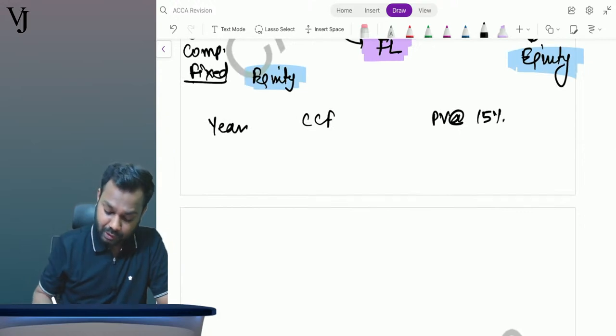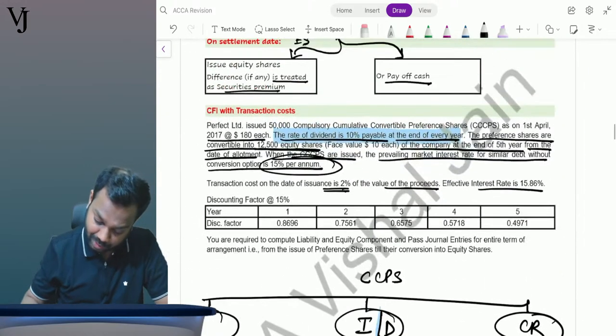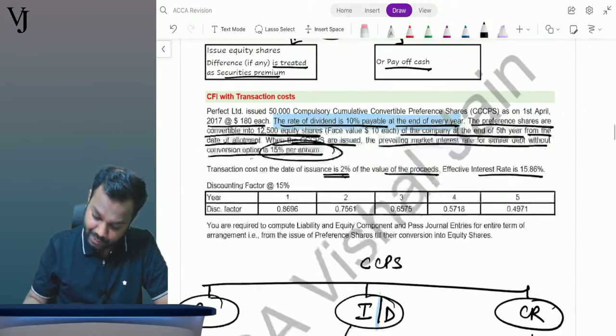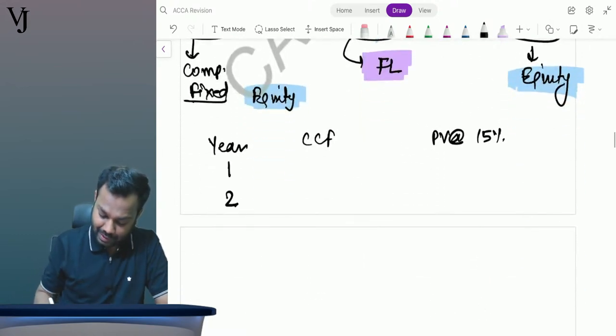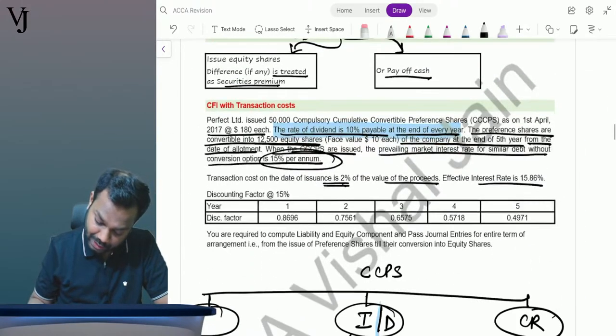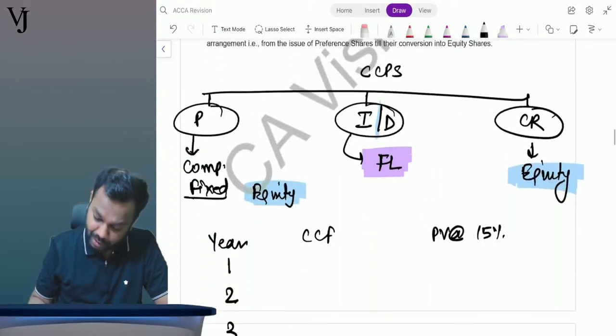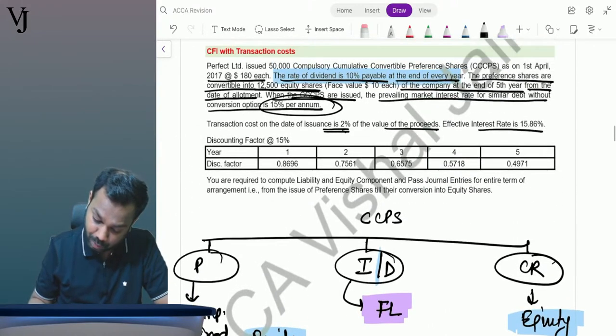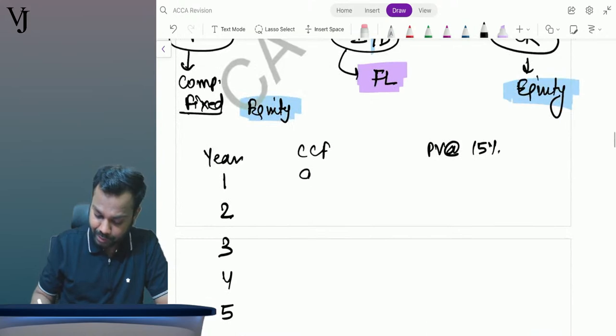Now how many years is it convertible? At the end of the 5th year. So 1st year, 2nd year, 3rd year, 4th year, 5th year. Now what is the principal amount? 50,000 at 180 each is 90,000, and the coupon rate is 10%, which is 9,000.